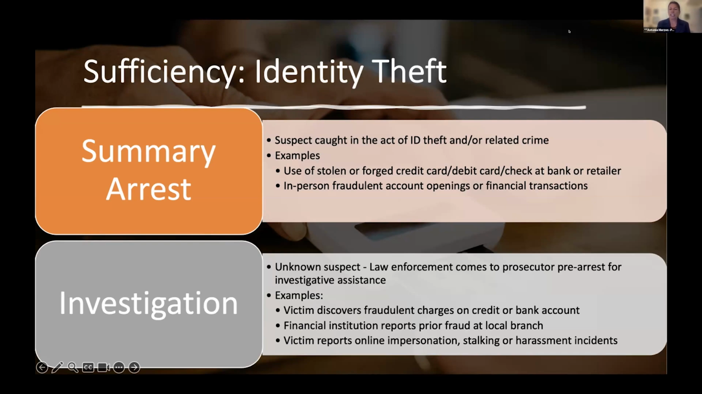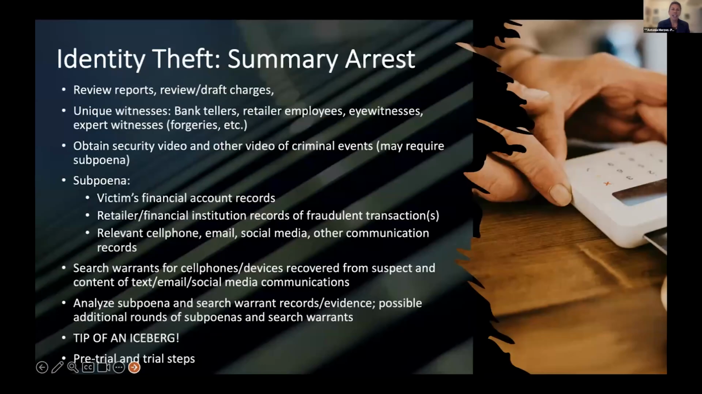So if you could go to the next slide, please. So in the summary arrest situation, I've laid out here the general steps a case like this might go through, but for time purposes, the things I would zero in on are the fact that these cases typically involve a unique subset of witnesses compared to other cases.